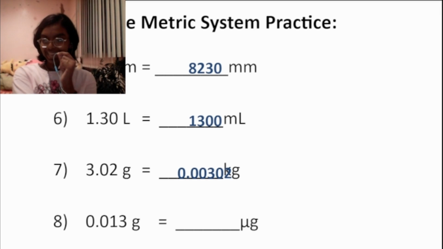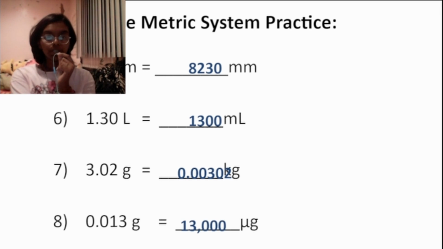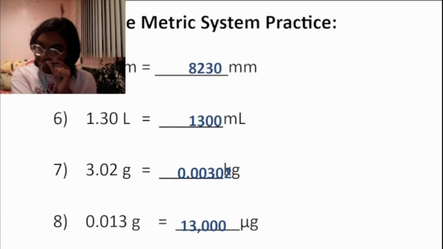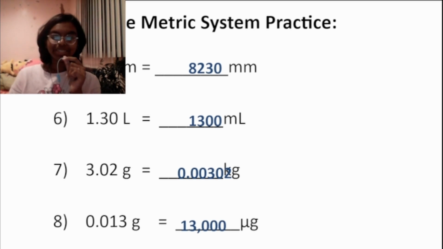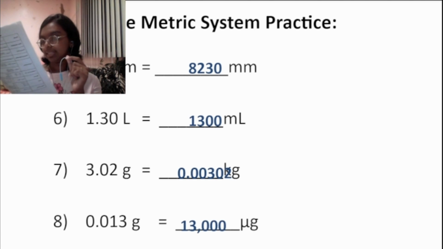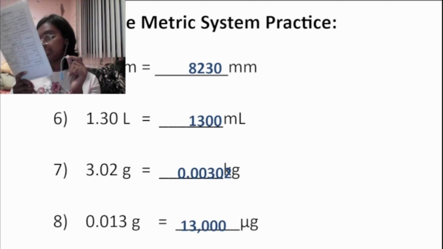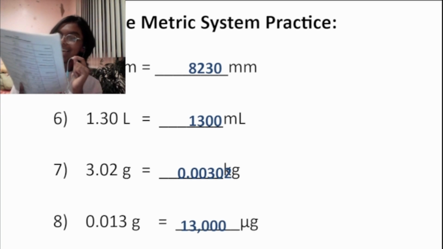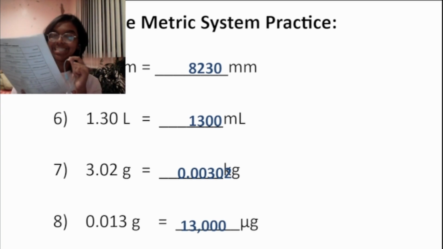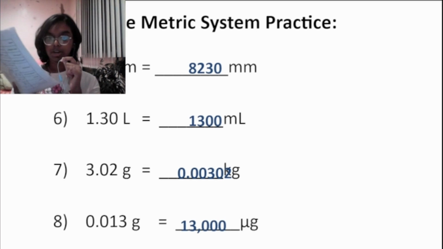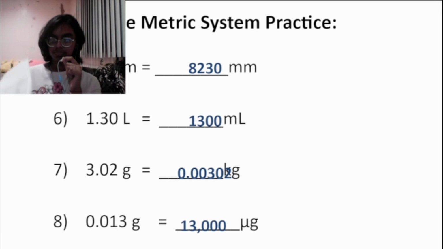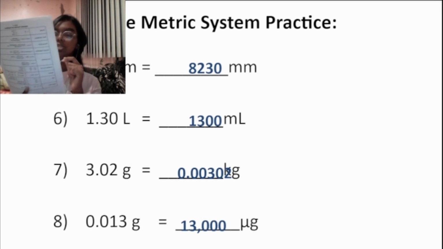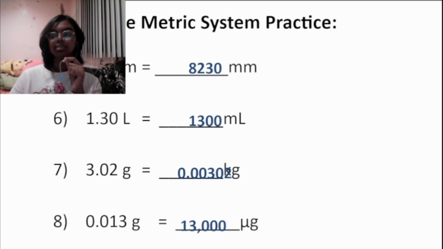And then 10.013 grams is 13,000, I don't know what that means. Micrograms. There we go. See, it's on the reference table. Look at me go. Okay, so micro is 10 to the negative 6 power. So from grams to micrograms, you're moving down the ladder. So you're going to move the decimal places 3 places to the right. So 13,000. Okay.